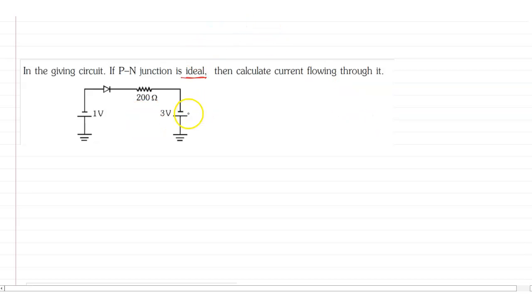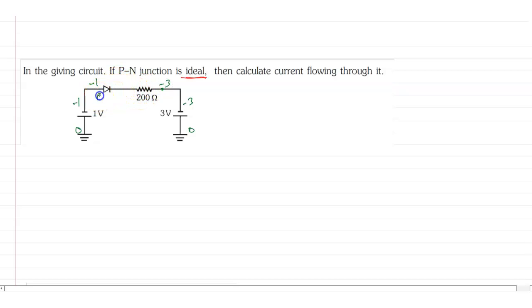Here you can calculate the voltage. Suppose this is 0 volt, then this is minus 1 volt, and this is 0 volt, this is minus 3 volt. This side voltage is minus 1, this side voltage is minus 3. First check whether this diode is in forward bias or reverse bias.